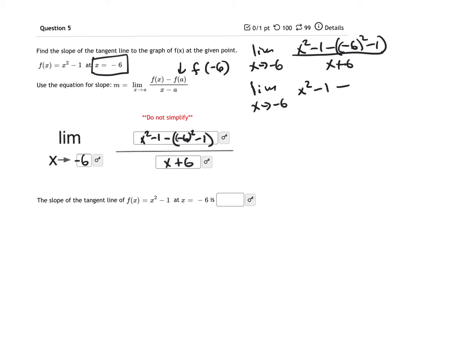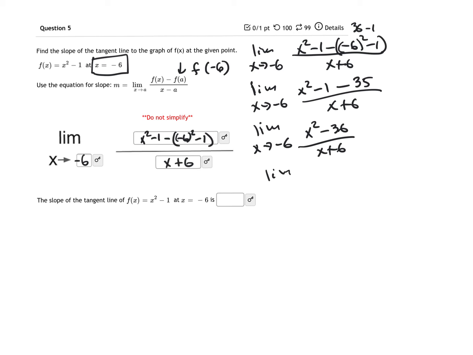Now, -6 squared is 36, minus 1 is going to be 35, so that's going to be minus 35, over x plus 6. So when I simplify that more, the limit as x approaches -6, with -1 and -35, is going to be x squared minus 36 over x plus 6.